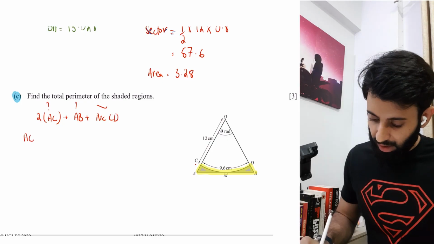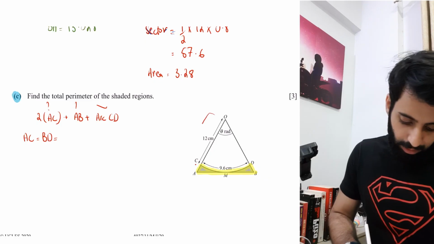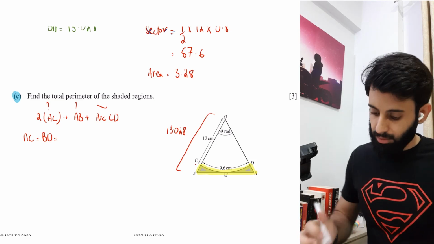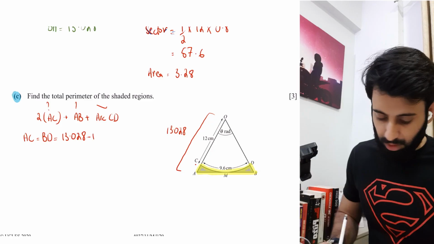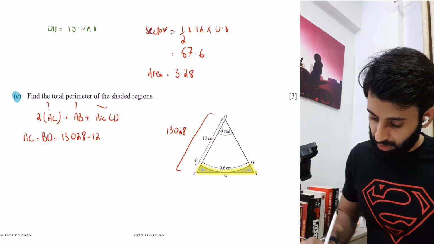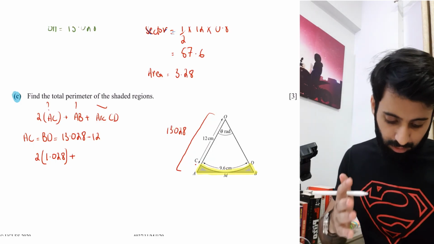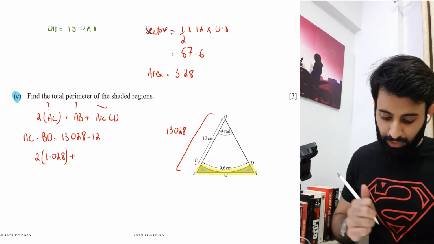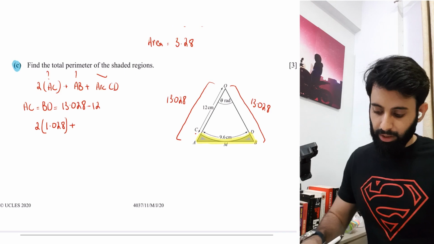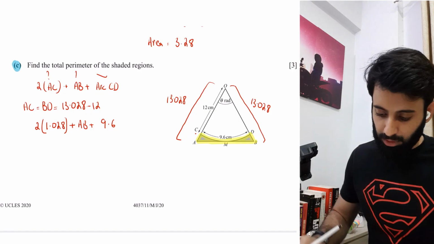So I'm going to work out what AC and what DB are going to be equal to, or I'll just write BD so it's the same order. So notice that we worked this out to be 13.028, and we know that O to C is 12. So all I've got to do is 13.028 minus 12. So I'm looking at 1.028. So that means 2 times 1.028. Now I need to find out what AB is. Now AB is basically the third length of the triangle, and since I have the two other lengths and I also have the included angle, I can use cosine rule to work it out, and that's exactly what I plan to do. So for now I'll just leave it as AB, and then as far as arc length is concerned, that's 9.6. That was given to us at the very beginning.